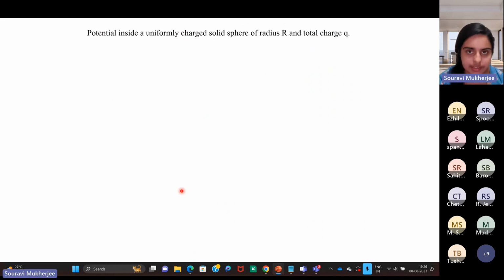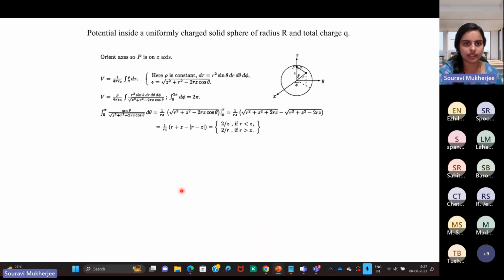Now this is a very standard question. It asks you to find the potential inside a uniformly charged solid sphere of radius R and total charge Q. This is a very standard question, but even then I would discuss it because it is important to understand how to solve it, and also it would be helpful to remember what the solution is telling us.